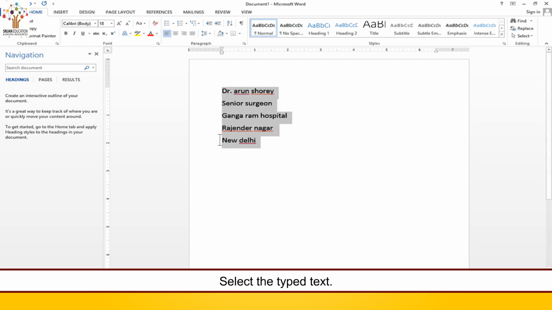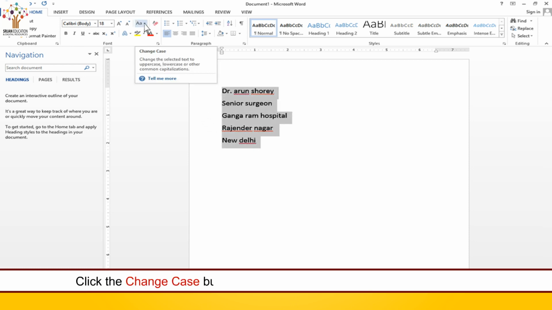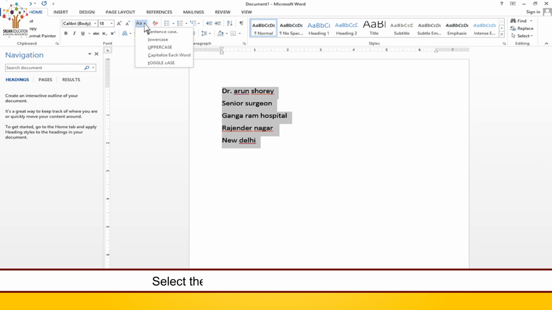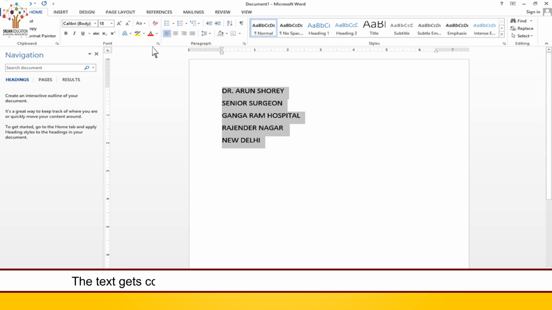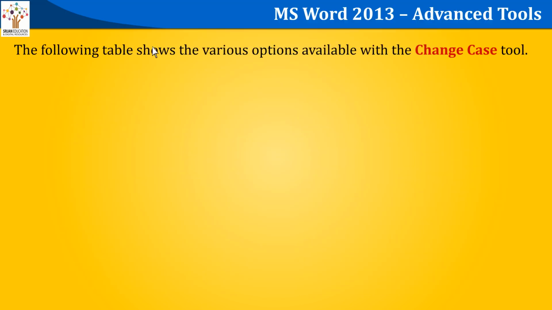Select the typed text. Click the Change Case button available in the Font group of the Home tab. Select the desired case option from the menu. In this example, we will choose the uppercase option. The text gets converted into uppercase letters as shown in the figure below. The following table shows the various options available with the Change Case tool.